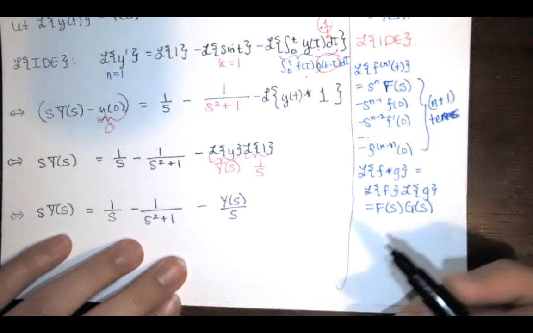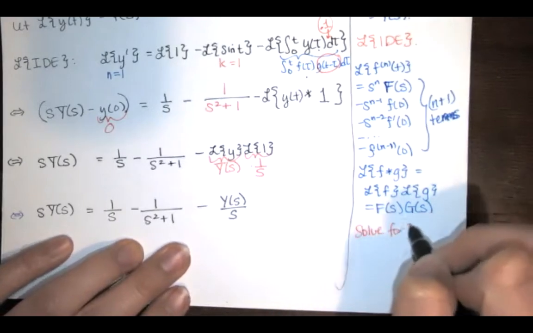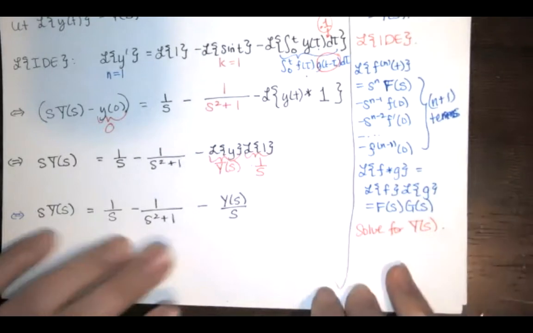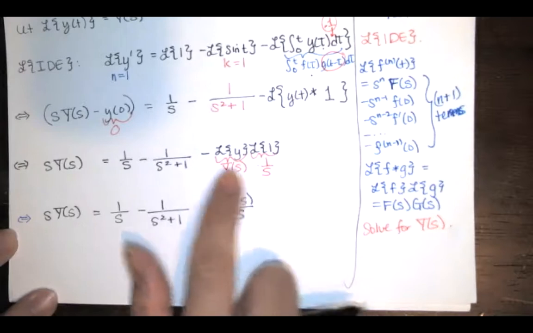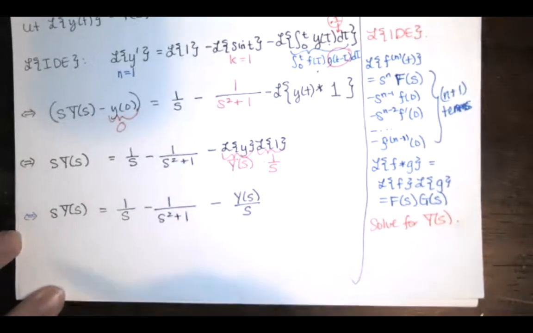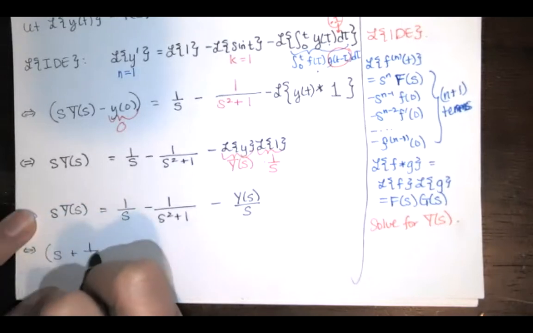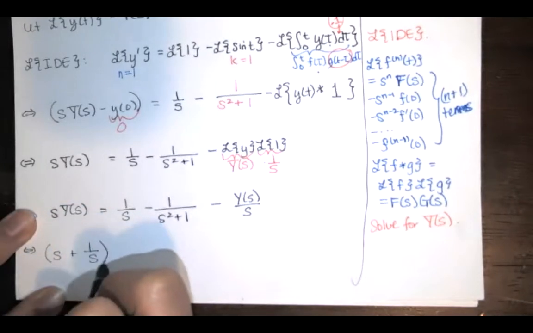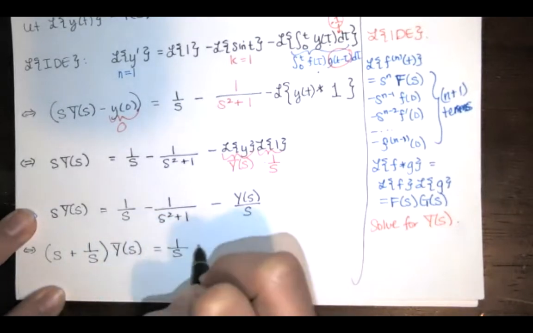with just a differential equation. You just want to get Y by itself. So just solve for Y, and then we'll take the inverse transform to figure out what y of t would have to be. We've got a Y of s on this side and a Y of s on this side, so I'll add this to both sides. And I think I'll factor out the Y of s. So I'll have s plus 1 over s times Y of s equals this, 1 over s minus 1 over s squared plus 1.